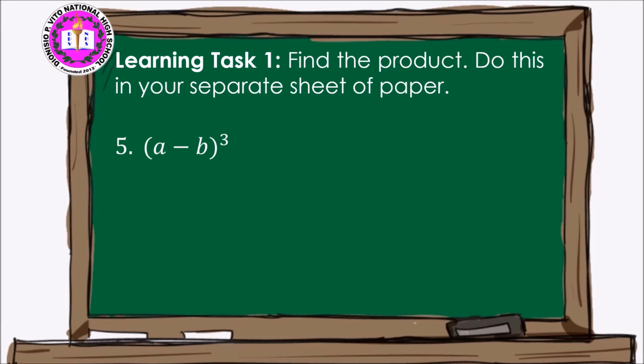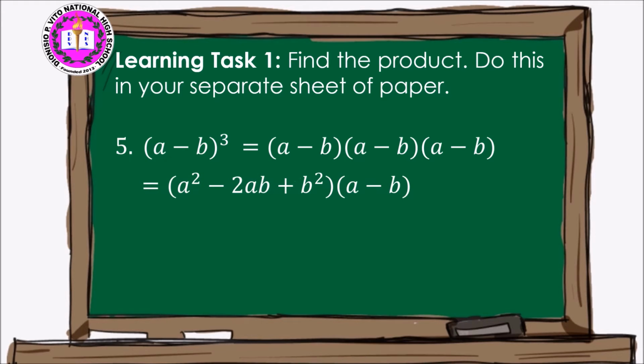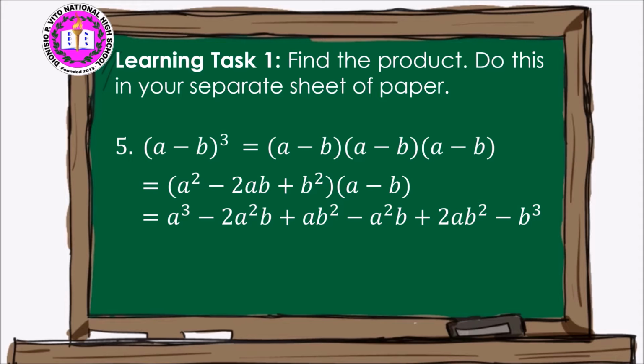Next, number 5. A minus b cubed is equal to a minus b times a minus b times a minus b. A minus b times a minus b is equal to a squared minus 2ab plus b squared times a minus b. So we have a squared times a is equal to a cubed. Negative 2ab times a is equal to negative 2a squared b. Positive b squared times a is equal to positive ab squared.